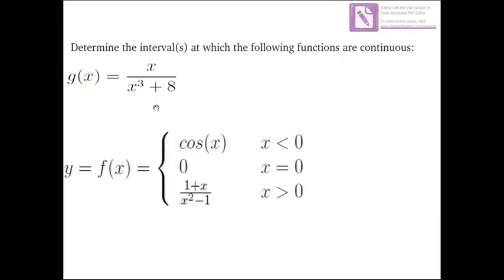Here we have another example. Determine the intervals at which the following functions are continuous. g(x) is equal to x over x cubed plus 8. And then we have f(x) equal to cosine x if x is less than 0, 0 if x is equal to 0, and (1 plus x) over (x squared minus 1) if x is greater than 0.